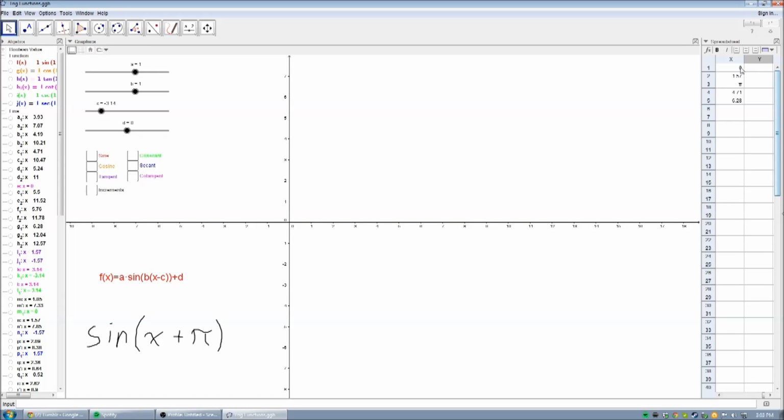Okay, so if I put 0 in, 0 plus pi is pi, and the sine of pi is 0. If I put pi over 2, plus pi is 3 pi over 2. The sine of 3 pi over 2 is negative 1. If I put pi in, pi plus pi is 2 pi. The sine of 2 pi is 0. And if I put 3 pi over 2 plus pi is 4 pi over 2, which reduces to 2 pi.